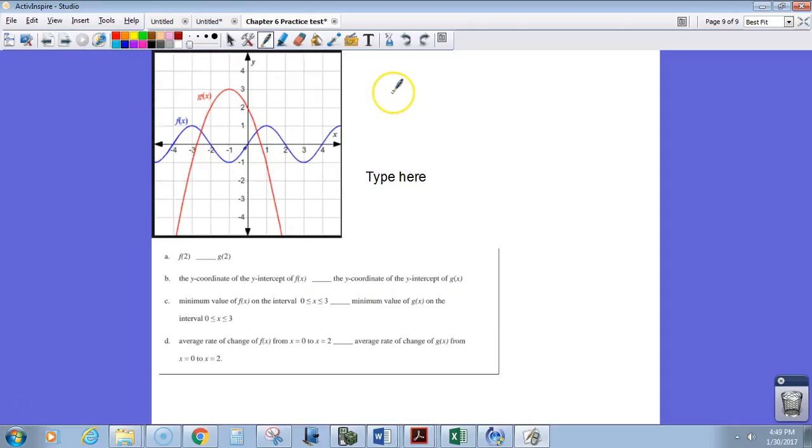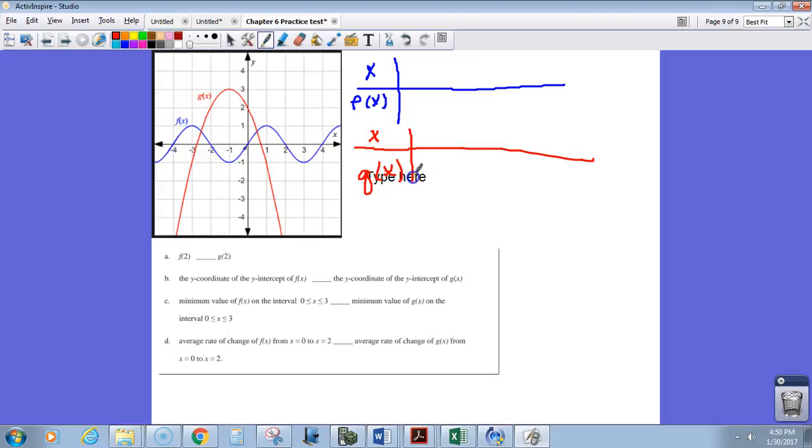Finally, the last question. So the first thing I think your paper asks you to do is write a table for each of these. Okay, so if we do x and f of x, and we do one that is x and g of x. You see where I'm going with this? Let's go back to blue.